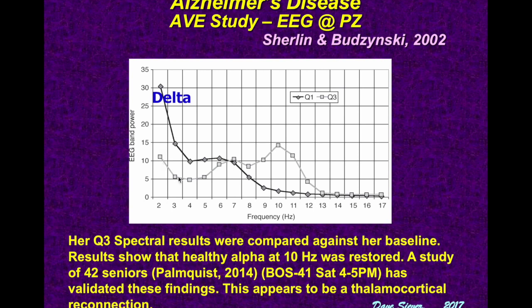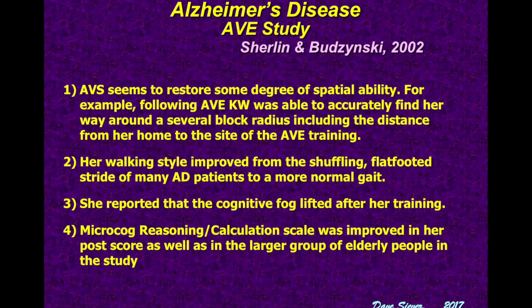Post-entrainment, now this is at the 6-month period, we see her delta and theta are way down, and she has an alpha rhythm again, which means the brain is back to firing the way it should. So, entrainment seems to restore some degree of spatial ability, they observed.